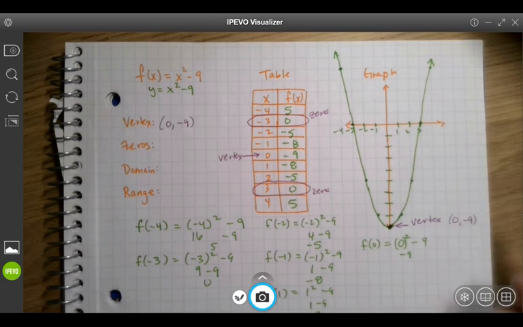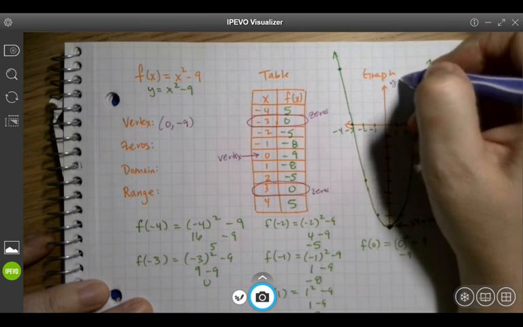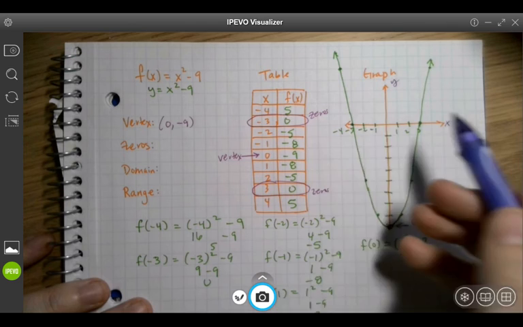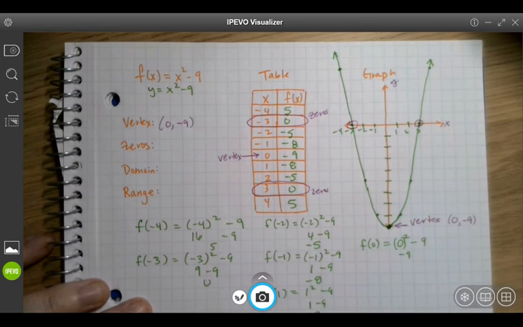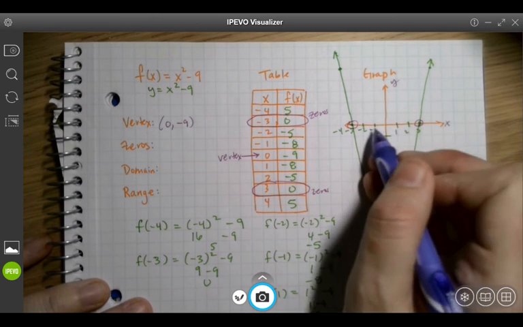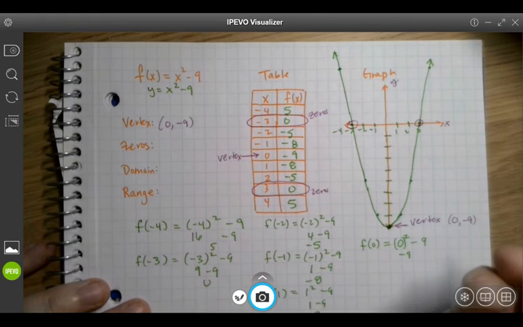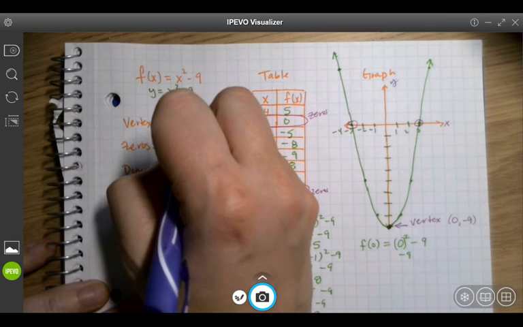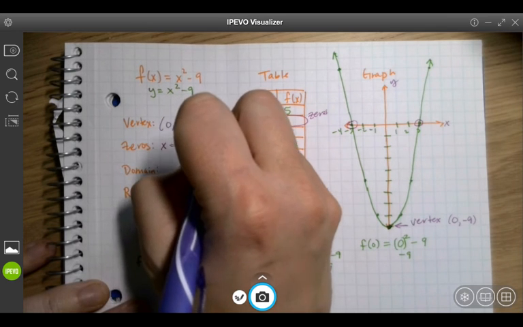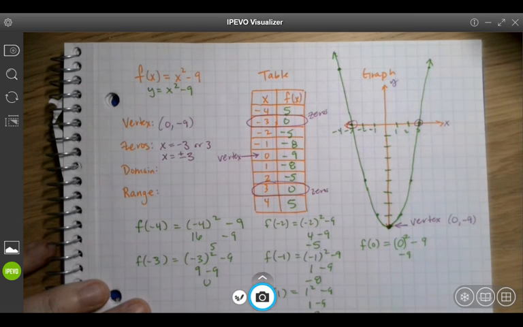And we can see here the zeros. This is the x axis, and this is the y axis. So the zeros are essentially our horizontal intercepts, because those are the places where the output value is 0. So our zeros, our input is -3 or +3. You can also write this as plus or minus 3 if you wanted to combine it. It's the same thing.